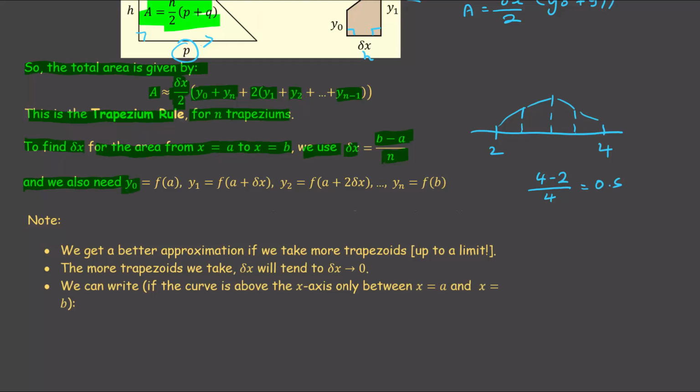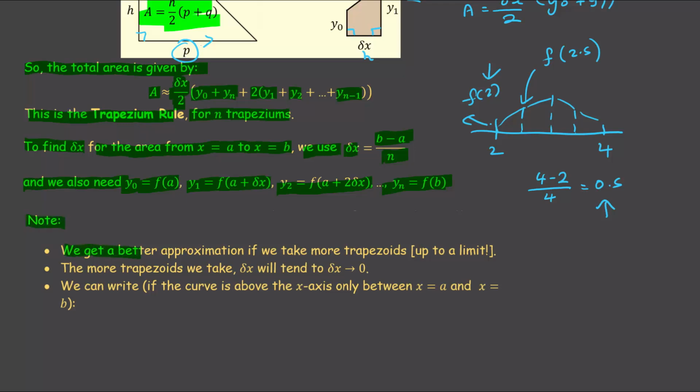We also need that y0 is f of a, y1 is f of a plus delta x, y2 is f of a plus 2 delta x, and so on. So here the height there would be f of 2, that's what we're saying, and the height here would be f of 2.5, which is 2 plus 0.5. We go up to yn, which is f of b, that's at the other end.